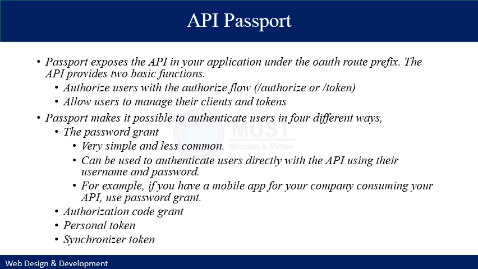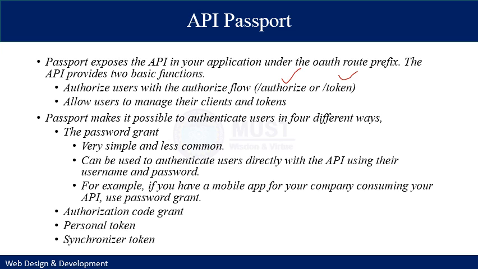So there are a number of ways to use the API Passport. Passport exposes the API in your application under the OAuth route prefix. The API provides two basic functions. First of all, it provides the authorization of the user with the authorize flow, or you can use the authorize or token method. And it allows users to manage their clients and tokens.